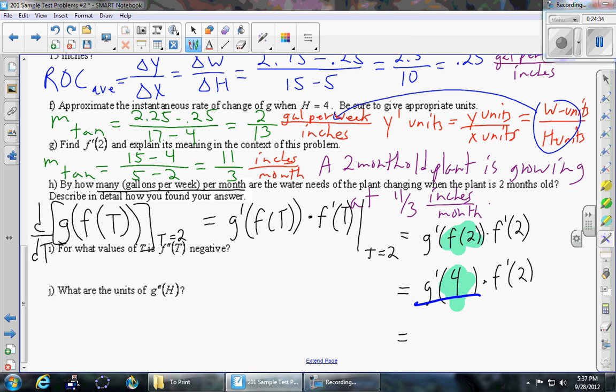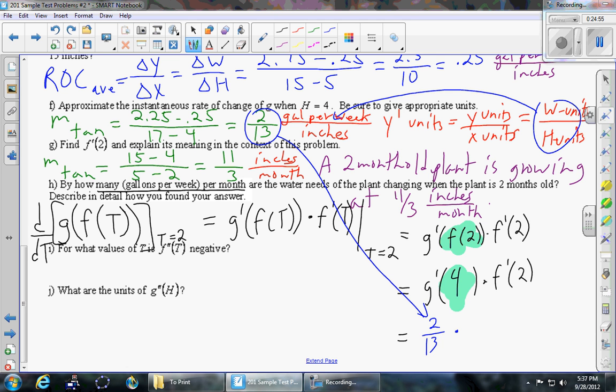G prime of 4, that's the derivative of the water rate of change, instantaneous rate of change when h is 4. Aha, it's just the answer to this question, 2/13. So this is 2 over 13. We'll circle it in blue. It goes right there. That's g prime of 4 times f prime of 2.